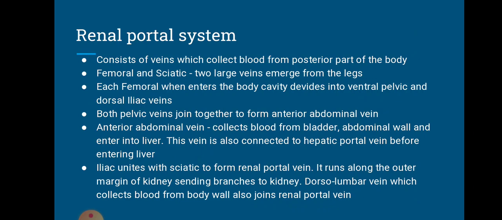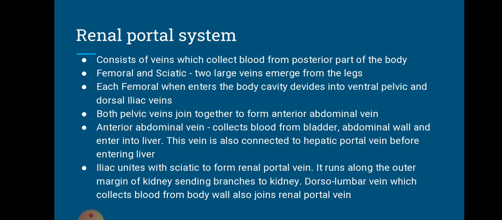Next is the renal portal system. Renal portal system consists of a major vein known as the renal portal vein. This renal portal system consists of veins which collect blood from the posterior part of the body, that is from the abdominal area and from the hind limbs. From these parts, blood is collected by a system of blood vessels, and that forms the renal portal system.